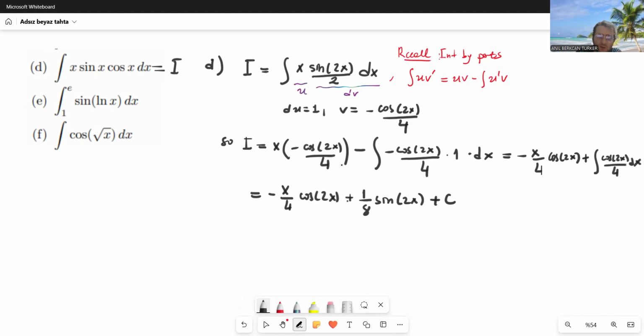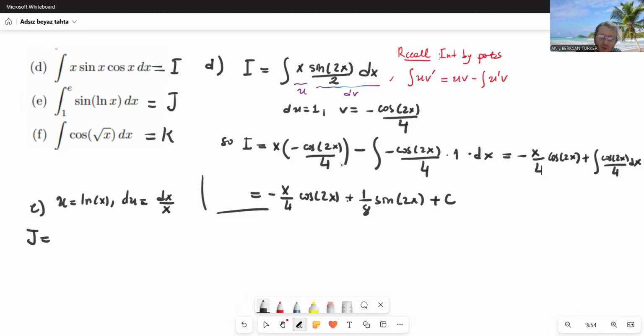So let's calculate part E. Again, I want to make this ln x as u. So put u is equal to ln x. Take the derivative, very classical. So it is dx over x. When you plug in the values, let me call this integral g and this integral k. So the integral j becomes, from something to something, we will calculate sine of ln x, or u, and instead of dx, I'm just going to put x du.